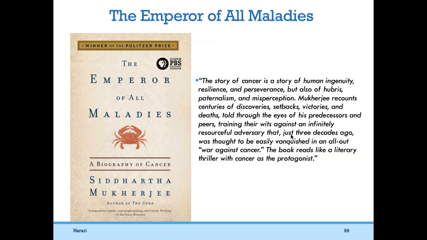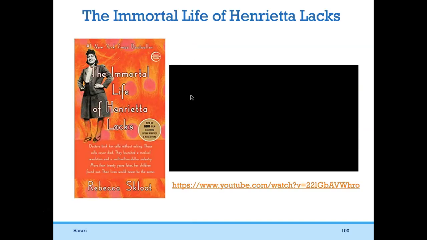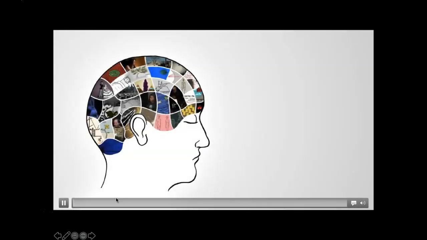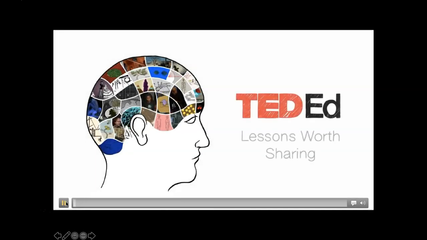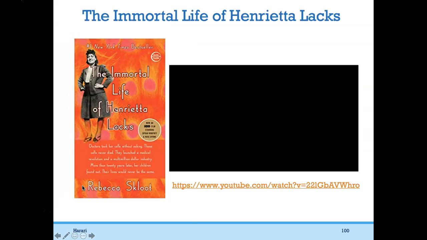If you're interested in learning more about cancer, I would recommend this book, The Emperor of All Maladies by Siddhartha Mukherjee, and it's a very, very good book that talks about the biography of cancer. The whole story of cancer going from thousands of years ago. Another very good book to read is The Immortal Life of Henrietta Lacks. And I would like for you to watch this TED Talk. You should click on this link over here.